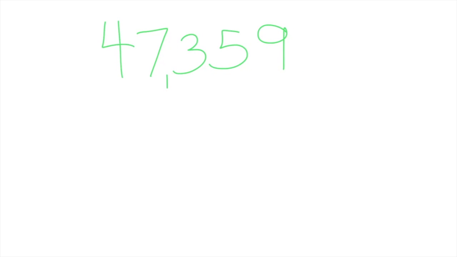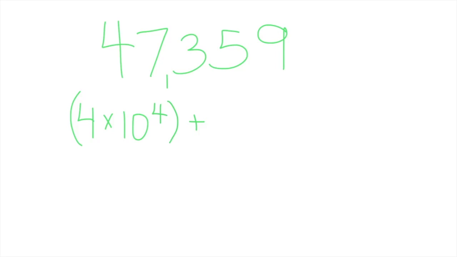Let's write this number in expanded form using exponents. My number is 47,359. So I'm going to start with the 4. Remember that the 4 is actually worth 40,000 because it's in the ten thousands place. So I'm going to do 4 times 10 to the, and I want a number here that's going to be equal to that 10,000. This is going to have 1, 2, 3, 4 zeros. So 4 times 10 to the 4th will give me 40,000. I'm going to put that in parentheses, and that will represent my first number here, the 4.